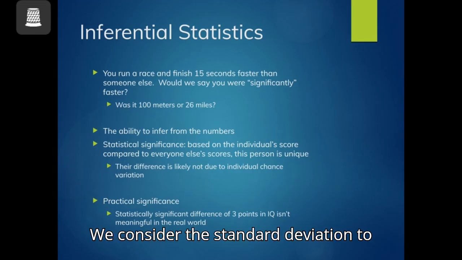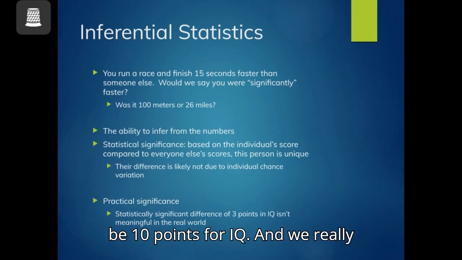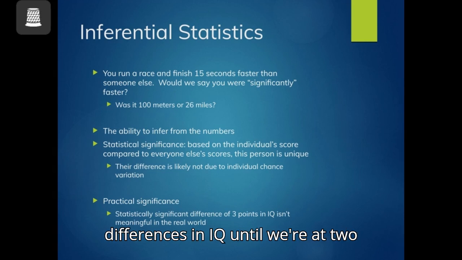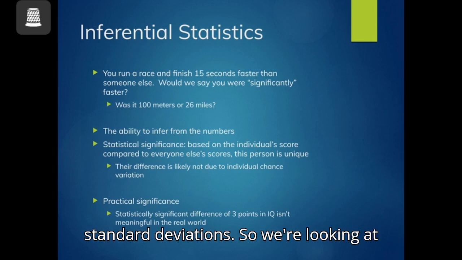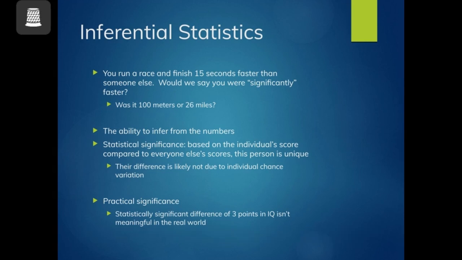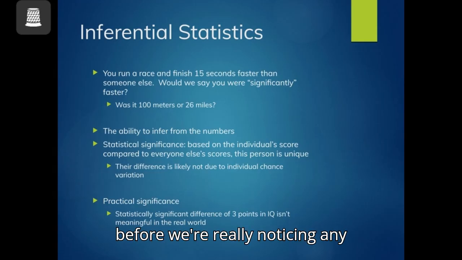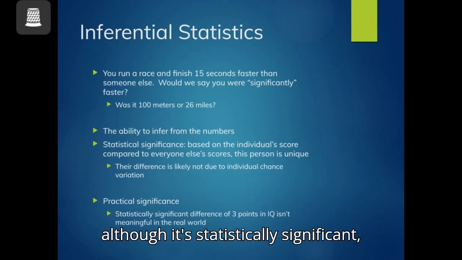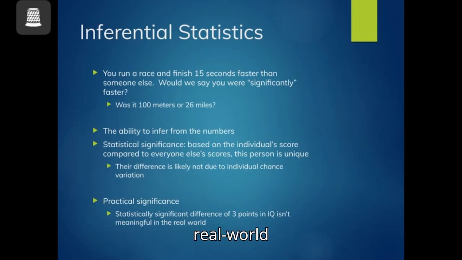We consider the standard deviation to be 10 points for IQ. And we really don't consider substantial differences in IQ until we're at 2 standard deviations. So we're looking at 20 IQ points before we're really noticing any difference in people. So 3 points, although it's statistically significant, really has no real world practical significance.